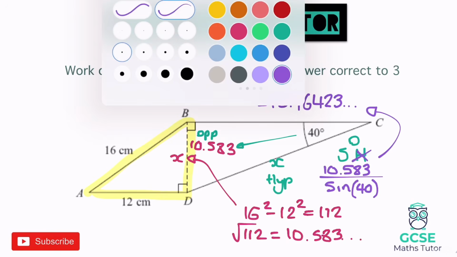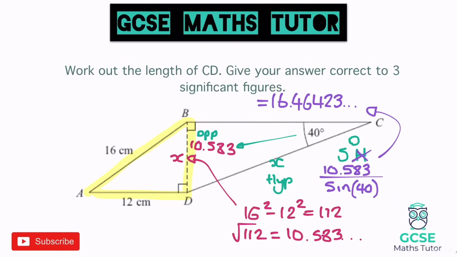So finishing this off, I can round that. 3 significant figures chops it after the 4. So we get a final answer of 16 point, and the 4 rounds up to a 5. 16.5 centimetres. And there we go.